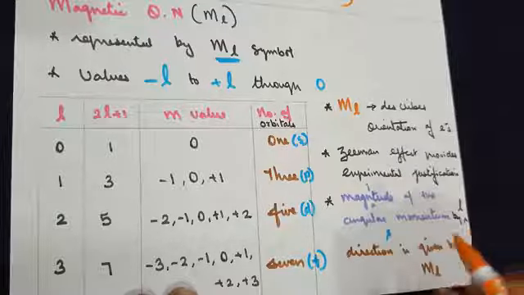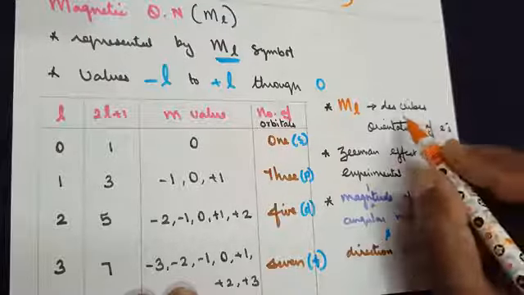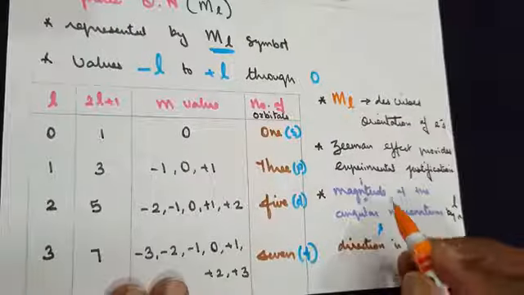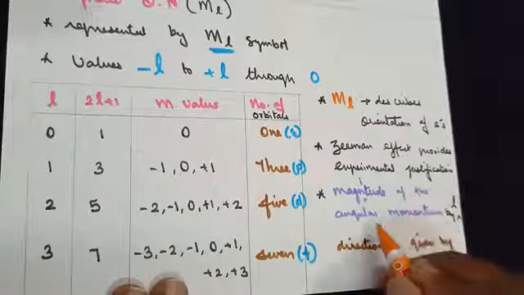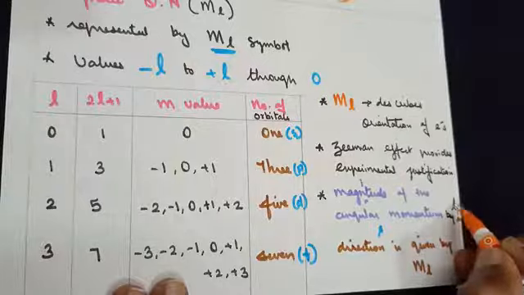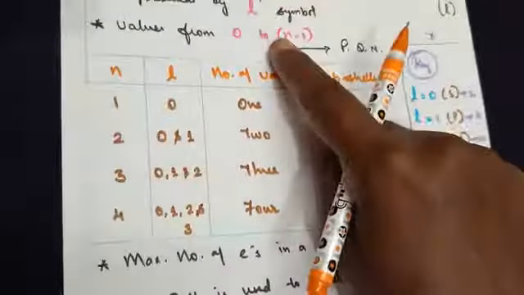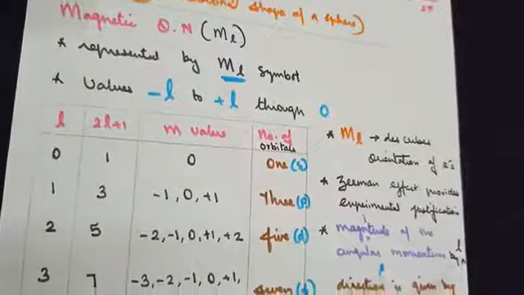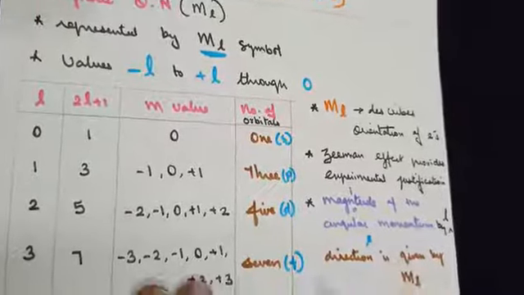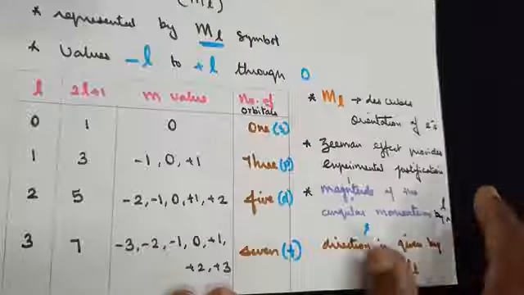Now, the Zeeman effect provides experimental justification for this concept. And the last point, the magnitude of the angular momentum is given by l. l stands for the azimuthal number. And the direction of the angular momentum is given by the magnetic quantum number.